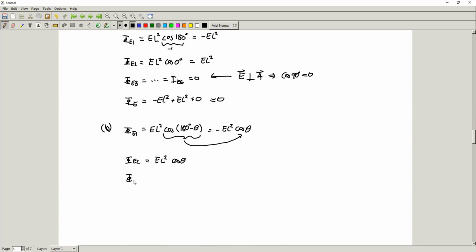For our third face, we're going to have EL squared, and this is going to be cos 90 degrees plus theta. Okay, and again, if you want to look at the image before, I'll let you pause it and take a look there, but this is basically what we're going to end up with. We can simplify this again because this 90 degrees can be pulled out as a minus sign, so we're going to end up with minus EL squared cos theta.